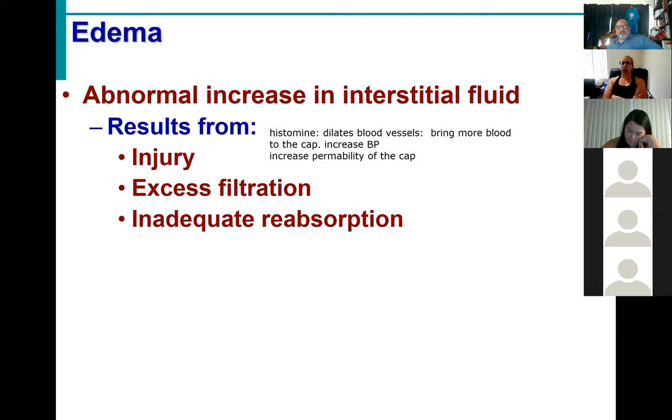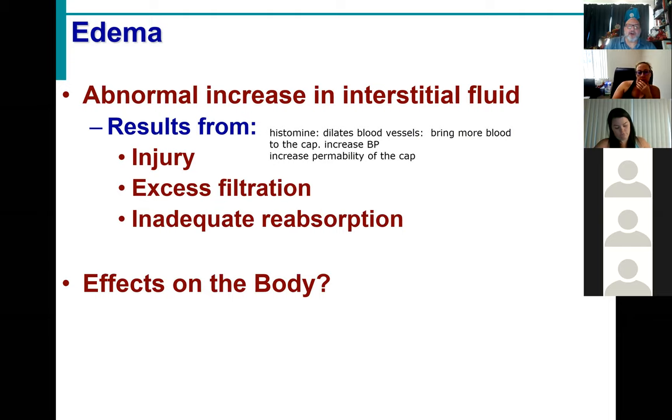Right, so excess filtration, inadequate reabsorption. Maybe you've got problems with your lymph nodes, or maybe because of precancerous cells, you had to have lymph nodes removed. Right, you get lymph nodes removed from your armpit and suddenly your arm swells as a result of that. It makes it harder to get your ring off when you get to the bar on Friday night, right? Because of that swelling, you've broken up those lymphatic vessels and it's harder to drain that fluid. So it could be inadequate reabsorption, excess filtering, all those types of things.